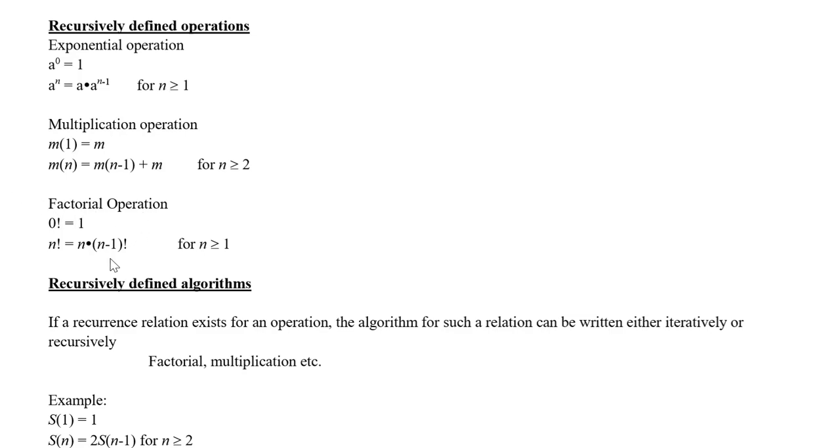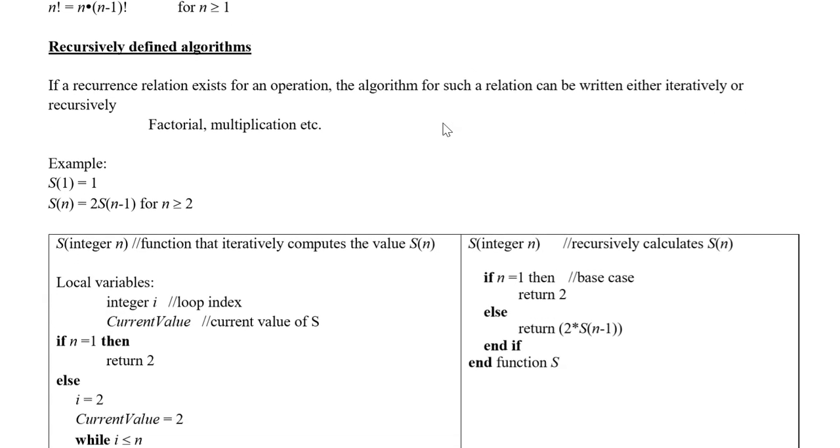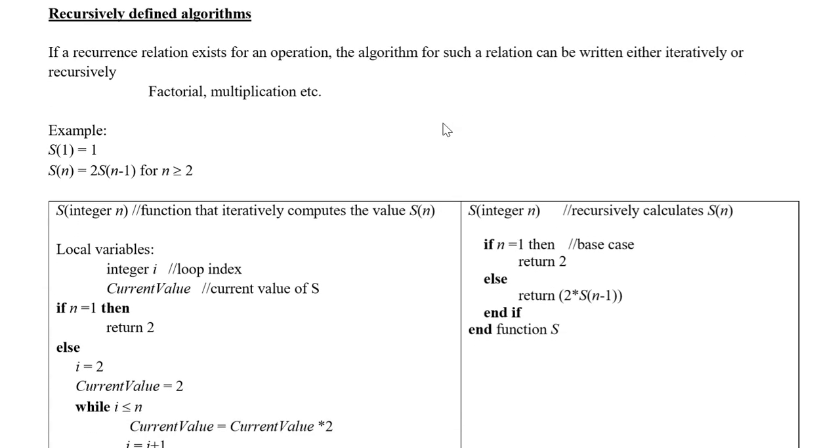Factorial is the same way. If you know 0 factorial is 1, then n factorial becomes n, and you call again n minus 1 factorial. Let's see how this can be coded.